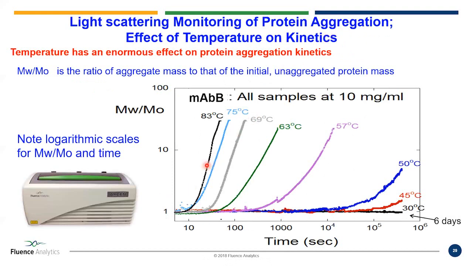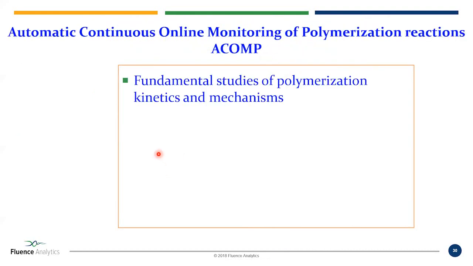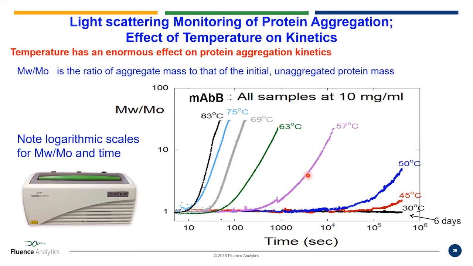Here's an example of aggregation. This is a monoclonal antibody. And what we're measuring here is the molecular weight of the aggregates and all the proteins divided by the native protein. So if it's 1, that means there's no aggregation. And we did this using the RGen. It's a multi-sample light scattering unit from Fluence. You can do 16 samples at a time, control temperature and such. And we ran this out 6 days.